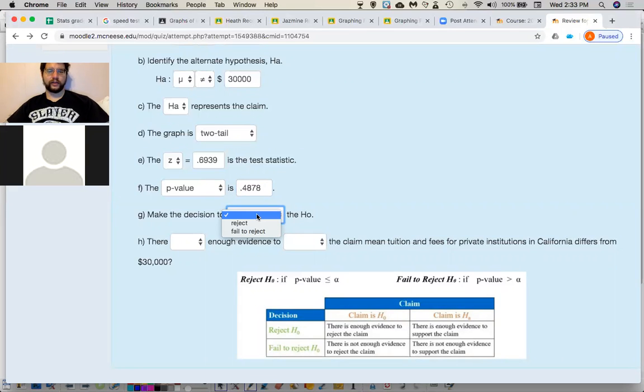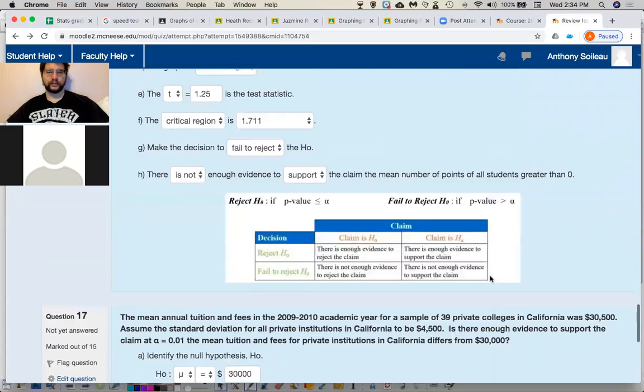P is definitely greater than alpha, so we're going to fail to reject the null. It even tells you that right here, isn't that nice of them? P is greater than alpha, fail to reject the null. The claim was in the alternative, so there's not enough evidence to support the claim. We fail to reject the null, claim is in the alternative, not enough evidence to support the claim. That's what your final is going to look like, people.